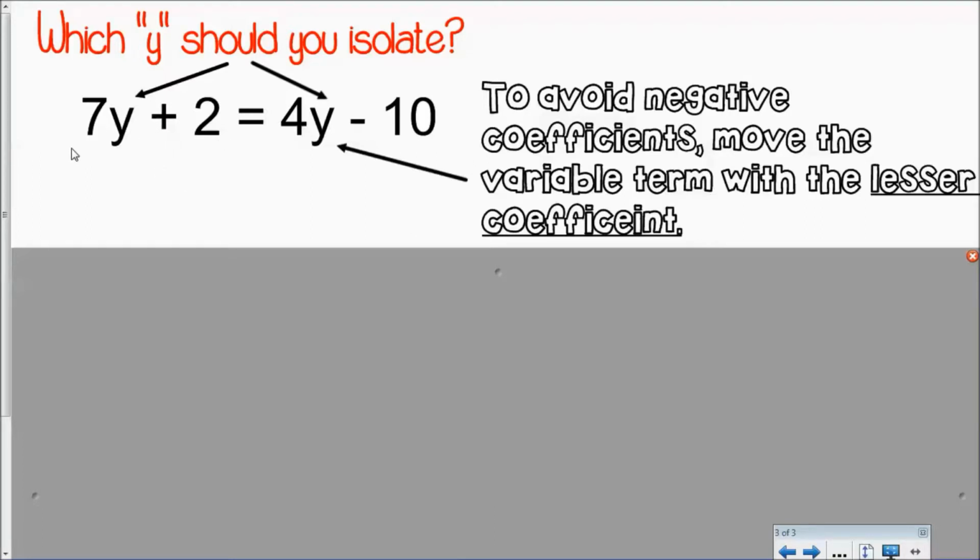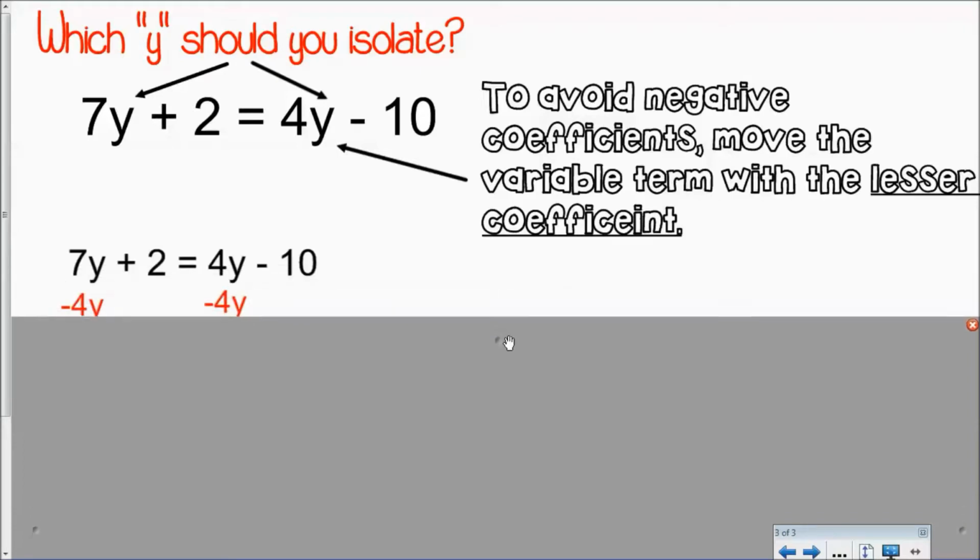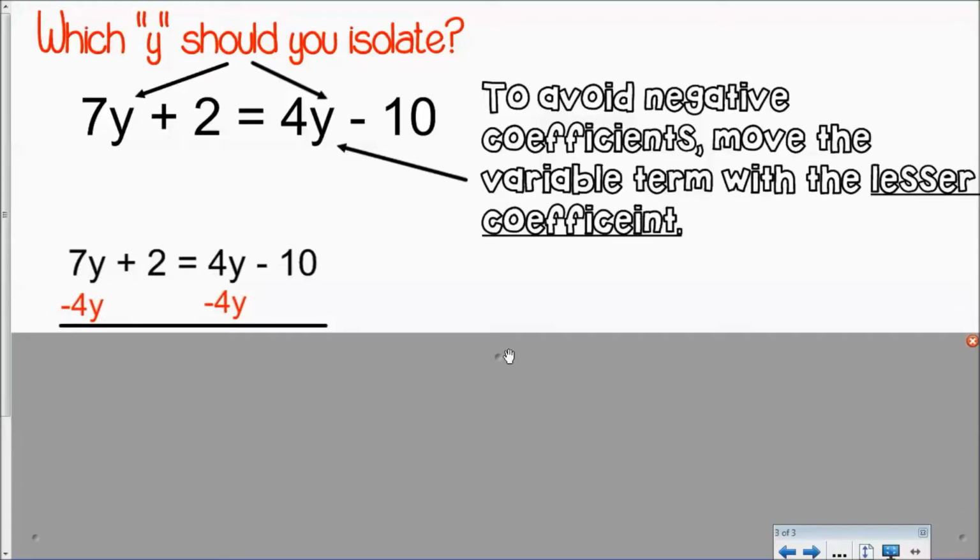To move that, I would subtract 7y right here and over here, and I would end up with 2 equals negative 3y minus 10, which is totally something you can do. You just have a negative to deal with. So don't let this part stress you out if you happen to forget it. It just makes things a little bit easier. So let's go with the easier way of moving the lesser coefficient. 4y is the lesser coefficient.